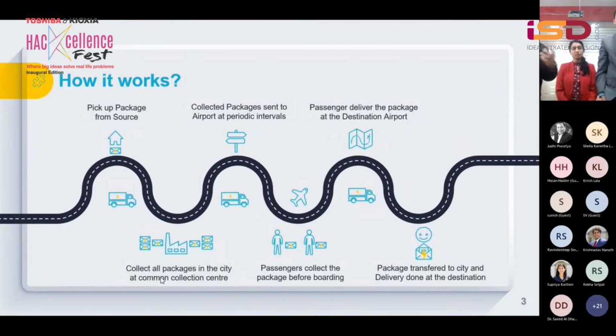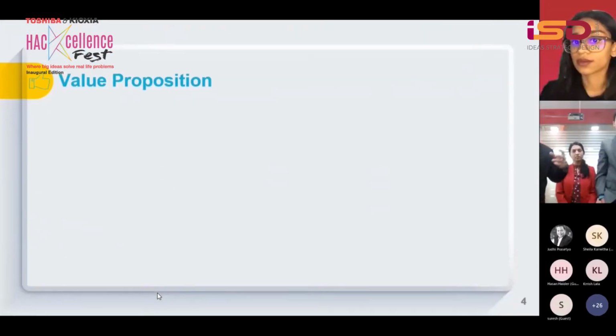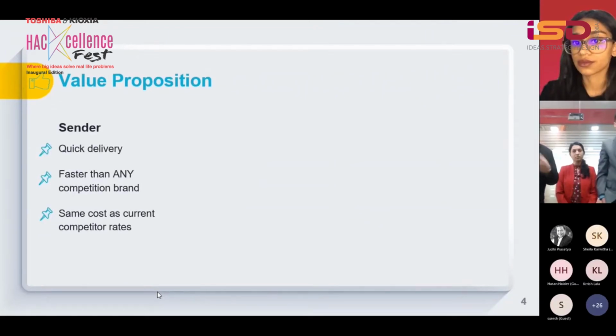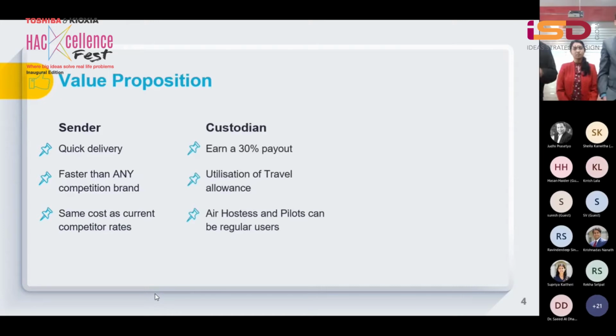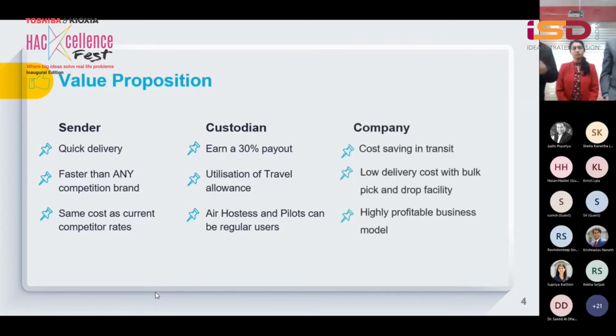Every transaction would involve 3 parties, the sender, the custodian, and the company, which establishes a win-win scenario for each of the parties involved. For the senders, the package would be delivered quicker than a traditional service. For the custodians, it would create an additional income estimated to be around 30% of the total transaction value. And for the company, the business is in providing the platform to link the 2 parties to enable delivery.